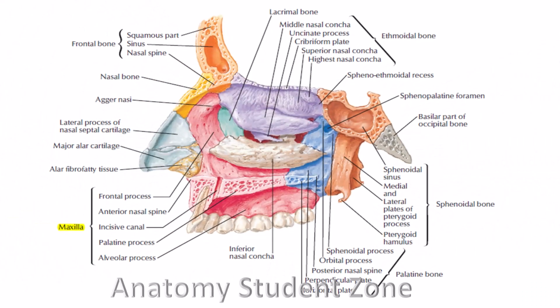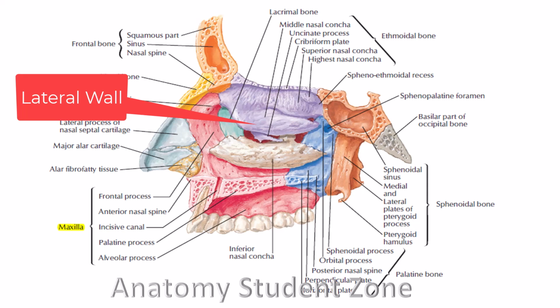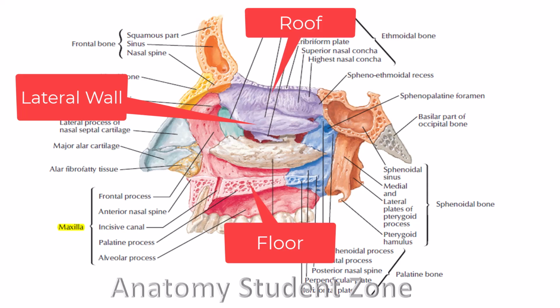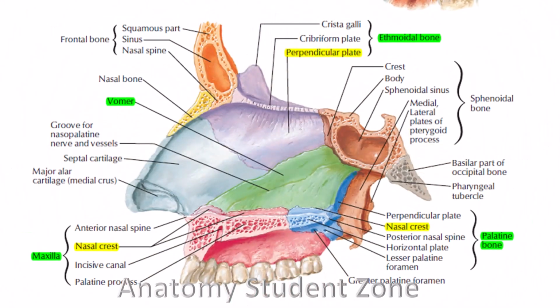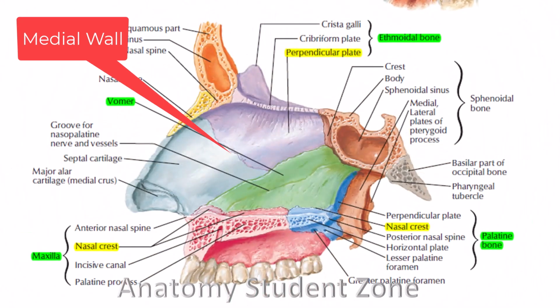In this image, the lateral wall of a nose, roof, and floor are shown. Why am I saying lateral wall and not medial wall? Because we can see turbinates over here. In the medial wall, there are no turbinates, because you know very well that the medial wall is formed by the nasal septum, as you can see here.